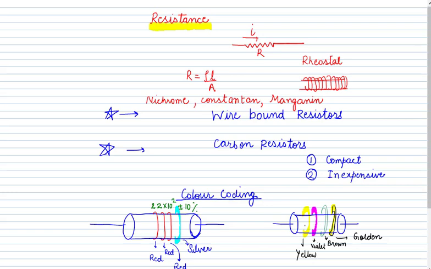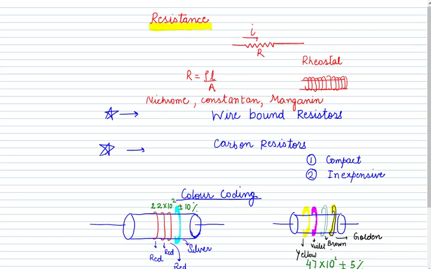Now come to the second carbon resistor. First is yellow. Yellow shows 4. Second is violet. Violet says 7. Third shows a multiplier, so 10 to the power brown. Brown gives us 1, so 10 to the power 1. And golden shows the tolerance of plus minus 5%. So this resistance is 47 into 10 to the power 1, and the tolerance is plus minus 5%. So if you remember this column, you can easily find out the resistor.